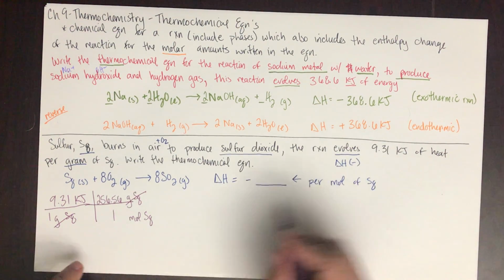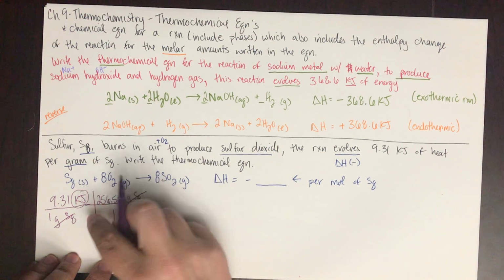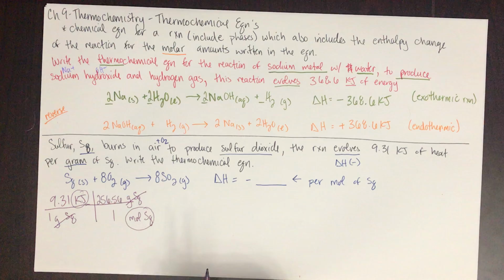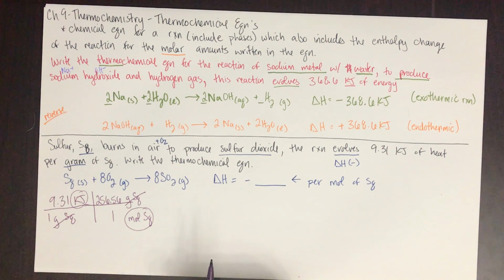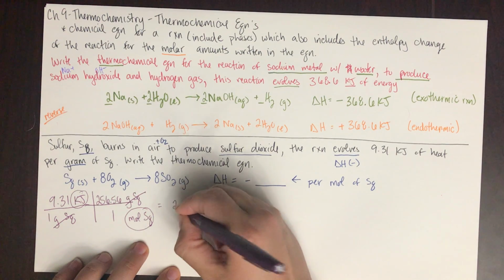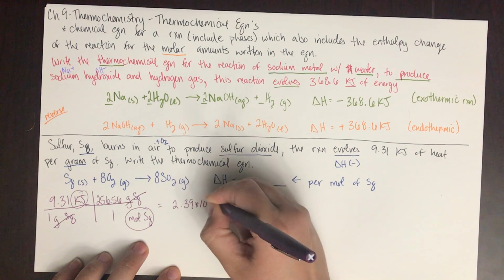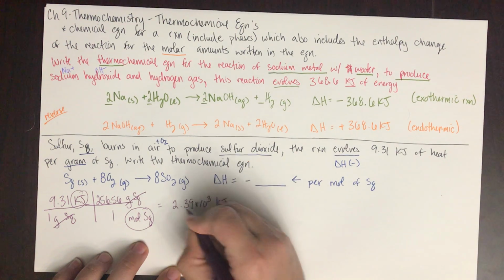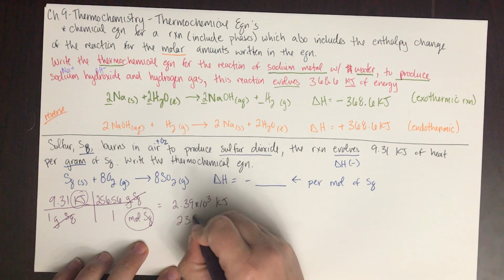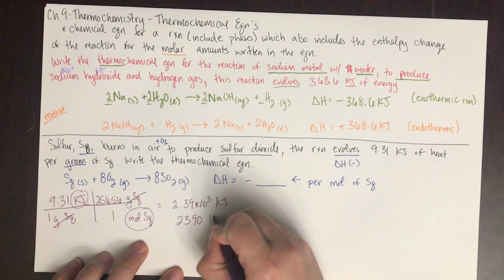So now again my unit is going to be kilojoules per mole of S8, which is what I want because there's 1 mole here. So when I do this, I get in kilojoules 2.39 times 10 to the third kilojoules. Or you could say 2,390 kilojoules.